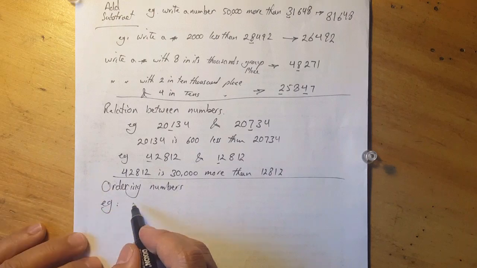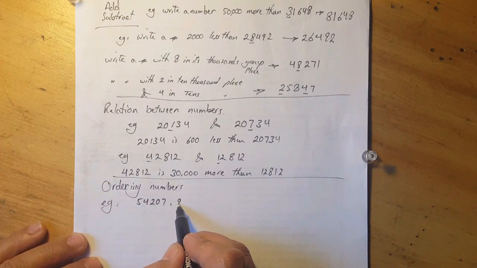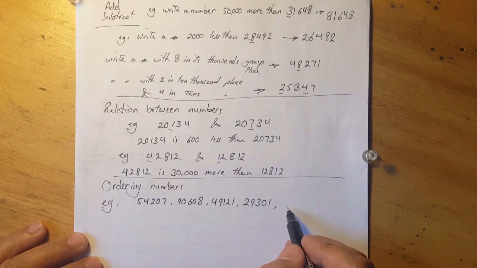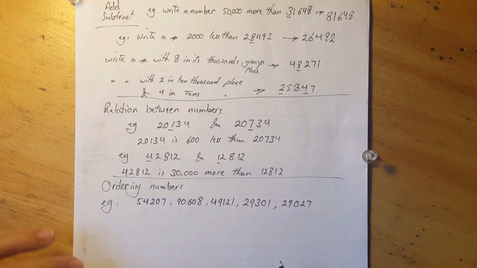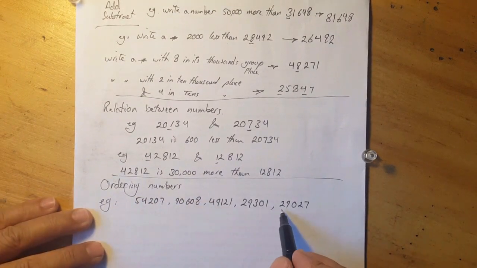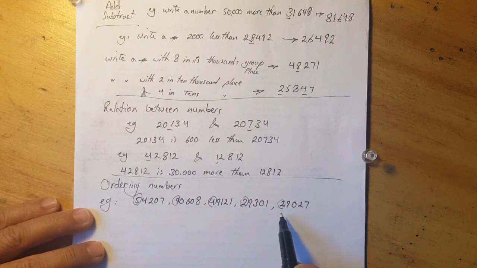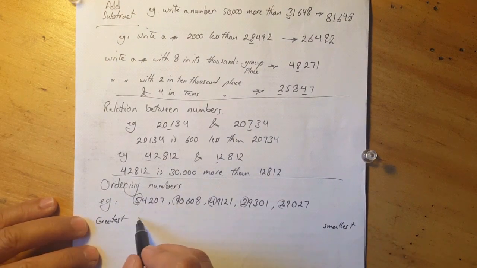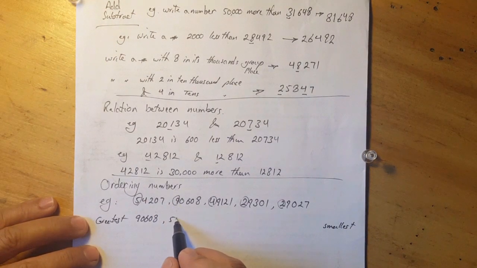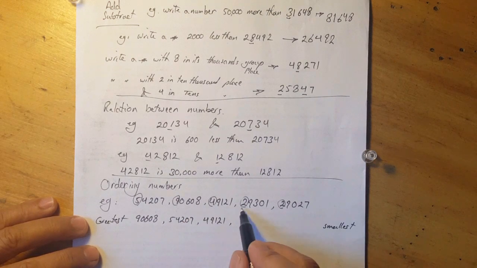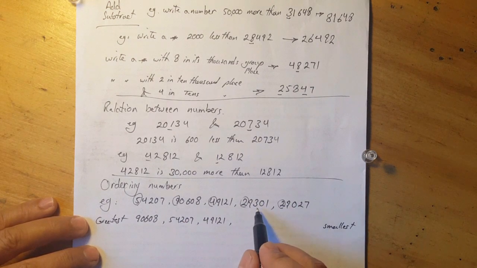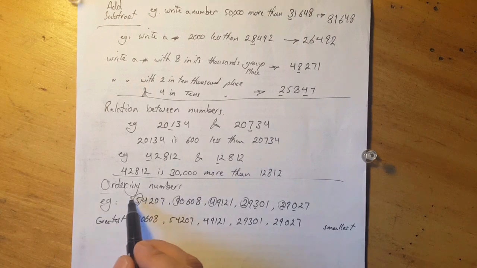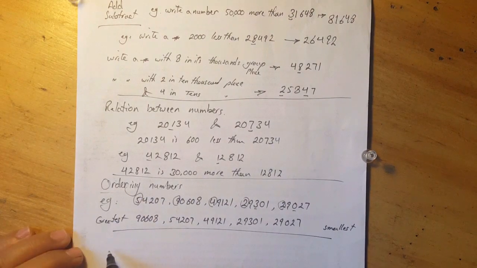Ordering numbers is the other one that we can do. We can choose a bunch of 5-digit numbers. Again, we look at the group of 10,000 to find which one is bigger and which one is smaller, and then we order from greatest to smallest. Obviously, in this group of numbers, we see 90,000 is the greatest one, then 54,000, then 49,000, and between these two starting with 2, because the groups of 10,000 and 1,000 are the same, we look at the group of 100 and we choose the next one.